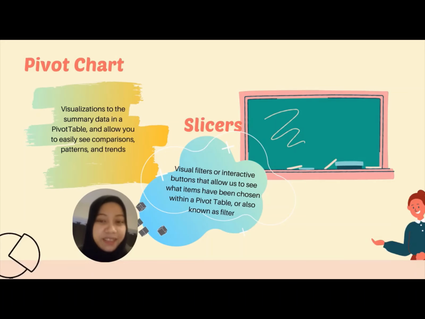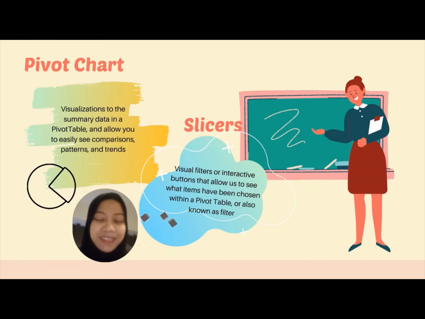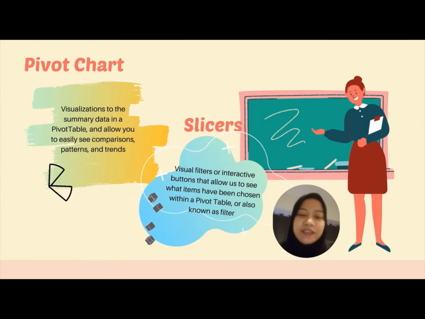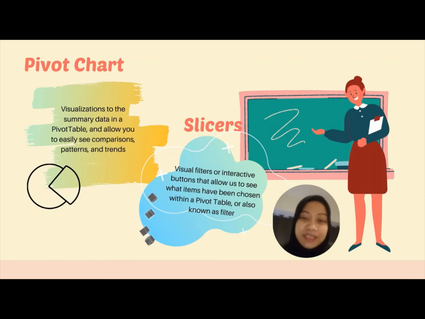That is correct. Now, allow me to take over and show you how to visualize those data using the pivot chart and slicers. Before that, what are pivot chart and slicers? Pivot chart is a visualization of the summary data in the pivot tables that allows us to see the comparison, patterns, and trends. And slicer is a visual filter or interactive button for drilling down to slice and display a subset of data in the pivot table, also known as a filter.